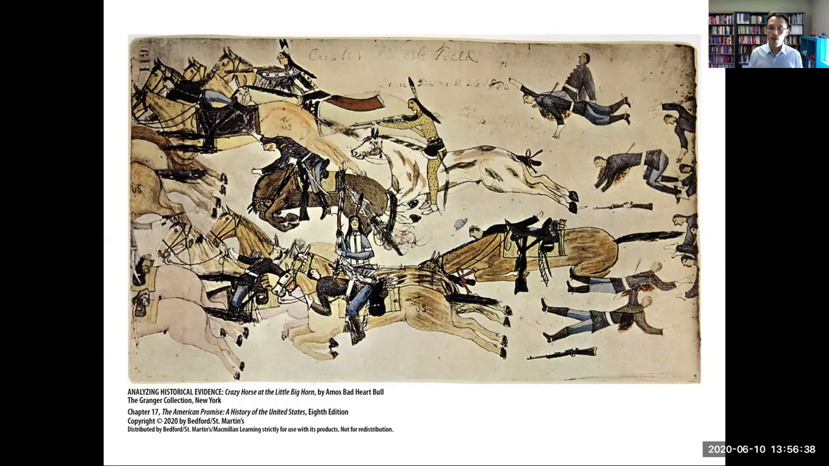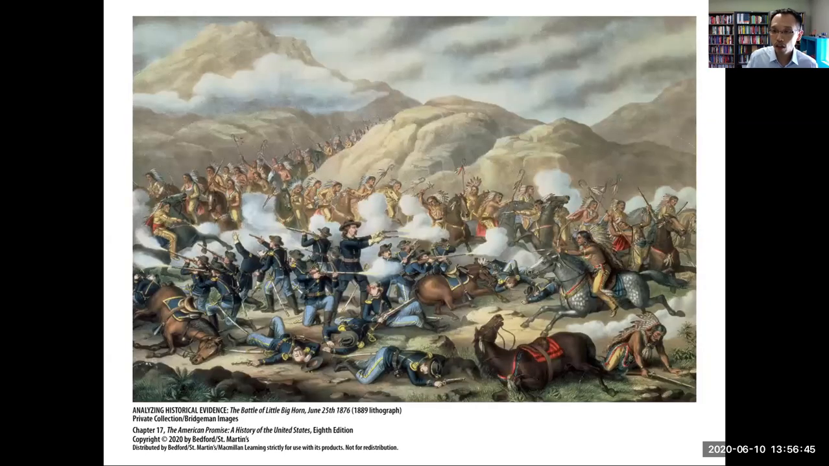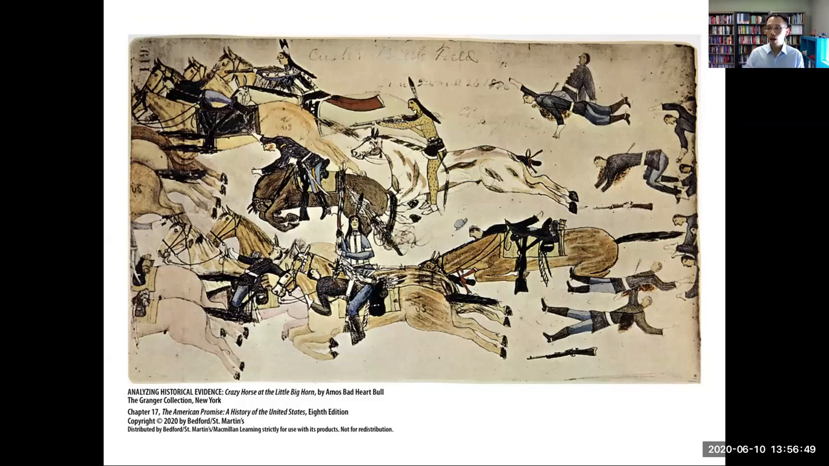Okay, so these are some of the questions I'd like you to think about, because as you can tell, these images as historical documents, as sources, actually tell us a great deal about how historians remember crucial events in the past. And there are different perspectives that are being conveyed through different kinds of documents.